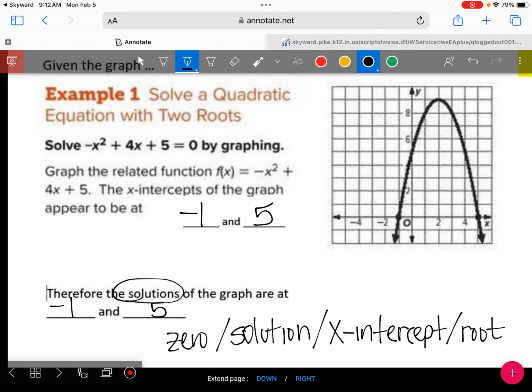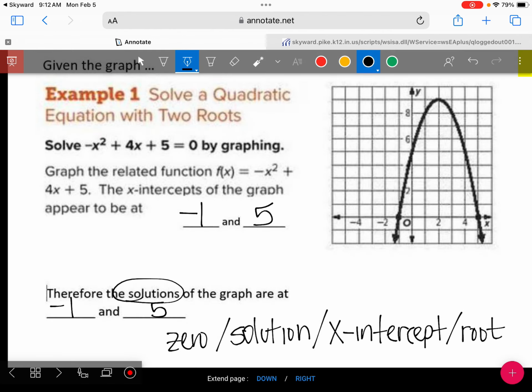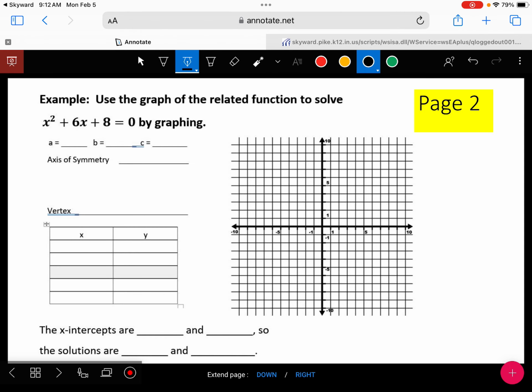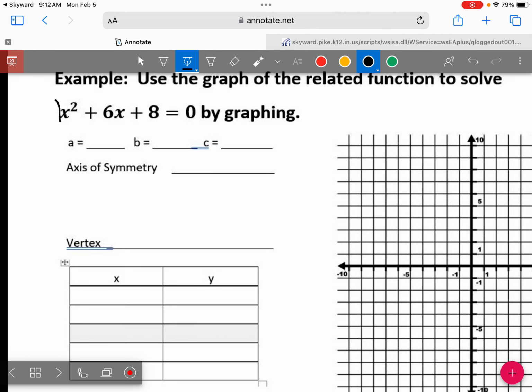All right, let's go to page 2. So let's go ahead and graph this one. So first of all, this is in standard form. So A is 1, B is 6, C is 8. Go ahead and find the axis of symmetry. Pick up your calculators. Find the axis of symmetry for this question.